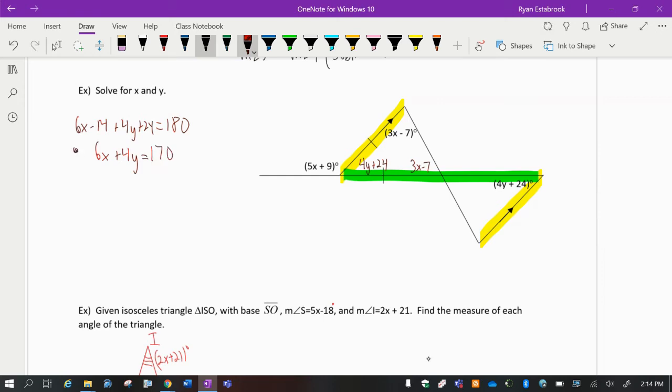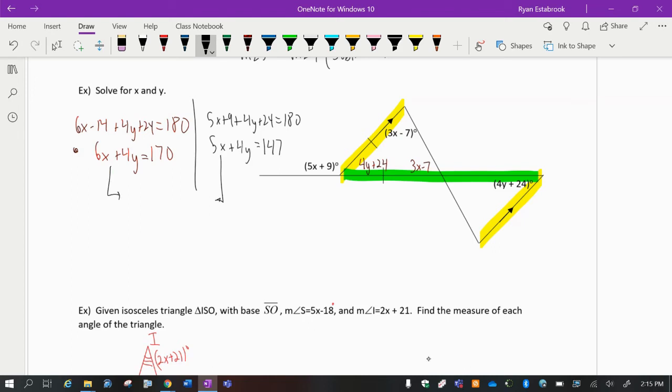And the other thing that I noticed right away is that these two angles form a linear pair, which means they have to be supplements to each other. So we could also add these up: 5x plus 9 and the 4y plus 24 together add up to 180. Combining like terms, 5x plus 4y plus 33 is equal to 180. But if we subtract 33 off of the left, we can subtract it off of the right, and that's going to be 147.